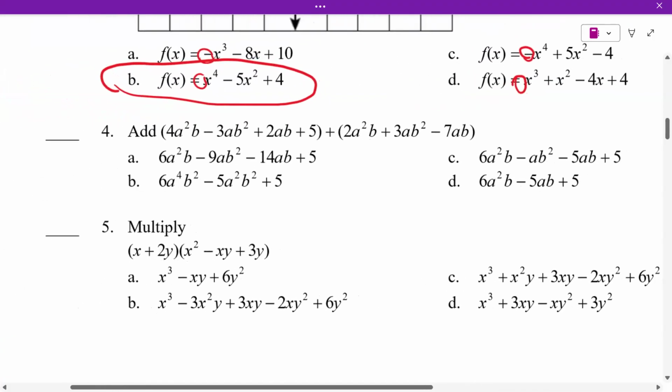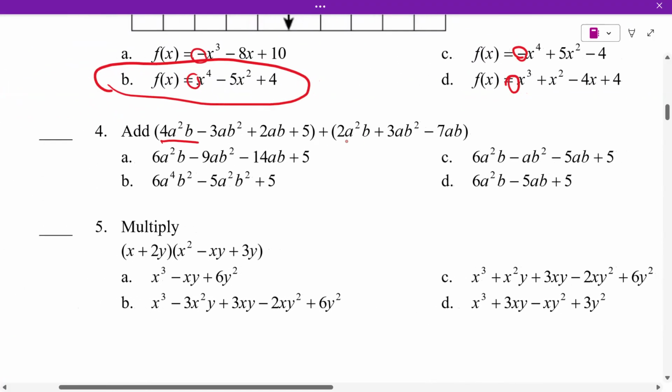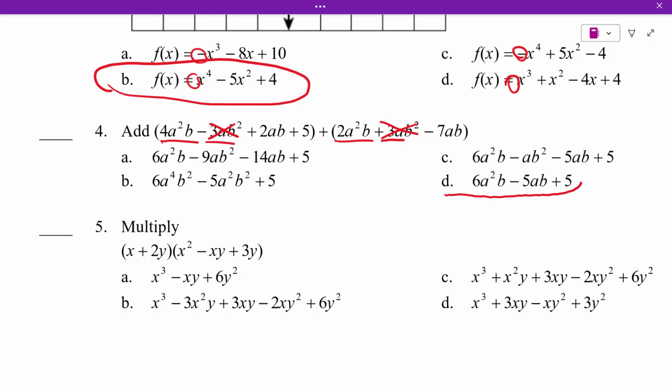Okay, add. You add the like terms. 4a squared b plus 2a squared b is 6a squared b. Negative 3ab squared plus 3ab squared, they cancel. 2ab minus 7ab is negative 5ab. And then plus 5. So 6a squared b minus 5ab plus 5. Choice D.